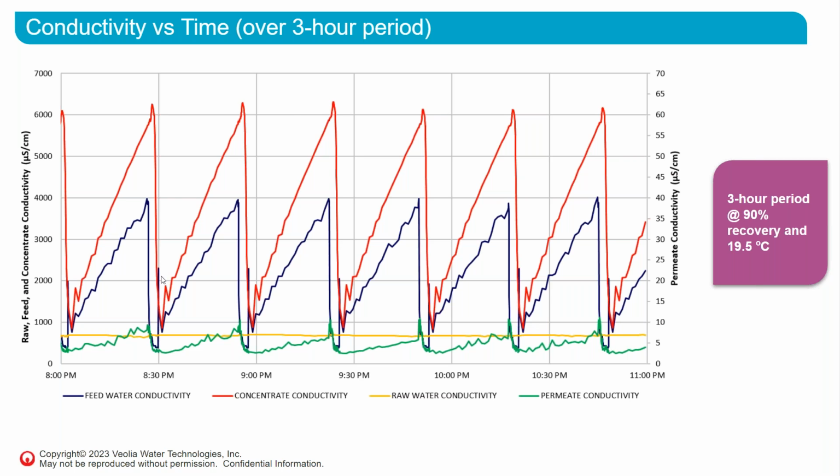So during the service step, both the feed and the concentrate conductivity rise, and then during the purge step, it all gets purged out. And I'm showing on the left axis here the raw, feed, and concentrate conductivities, the raw water being what's coming in before we start influencing it by recycling our concentrate. And the permeate shown on the right axis here. You can see it's smaller, but the permeate also rises and falls proportional to the feed and the concentrate.